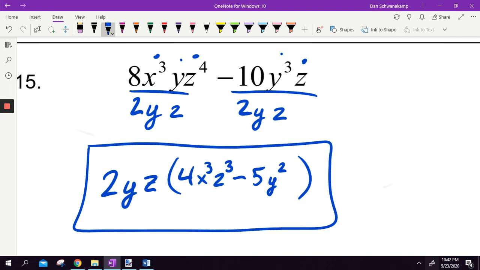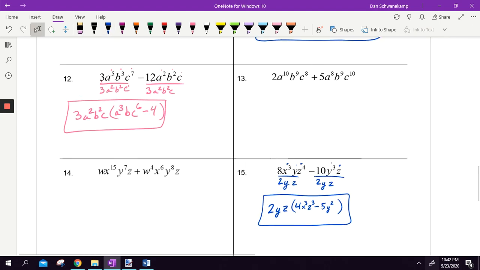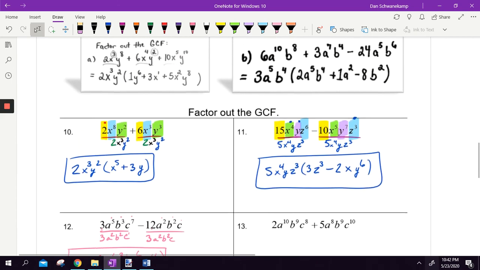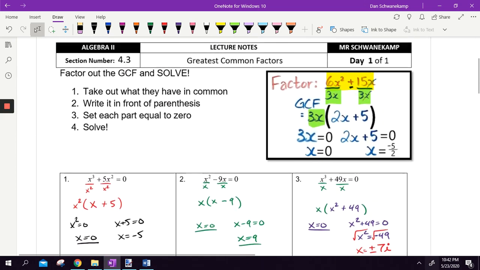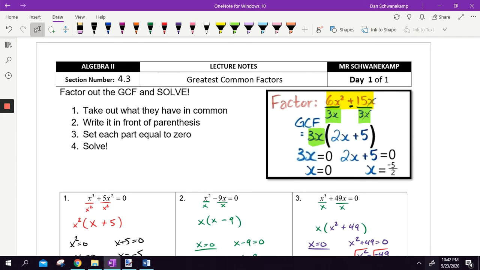So GCFs are what we worked with today. Again, remember what a GCF is. It is a greatest common factor. Basically, what thing do both parts of the problem, or every part of the problem, share? And if you can recognize that, it's pretty straightforward. Hopefully that makes sense to you and you know what you're doing. If not, ask questions.